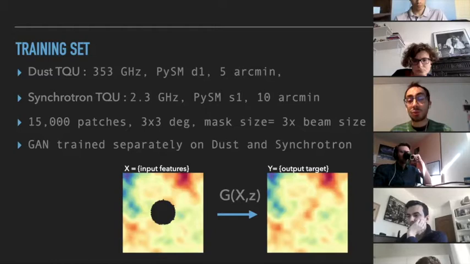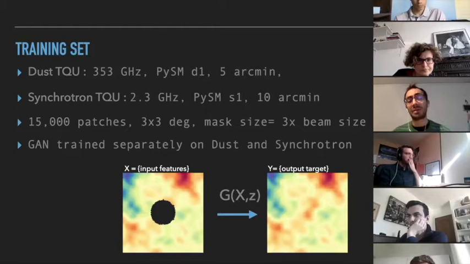So the resolution is 5 arc minutes. And for synchrotron, we used PySM, still synchrotron emission at 2.3 gigahertz. And so the resolution is essentially comparable with the SPAS map, so 10 arc minutes. So in the end, we selected random crops, 3x3 degrees in size, 15,000 patches at the end, and we masked three times the beam. So the size of the mask is usually three times the beam size.